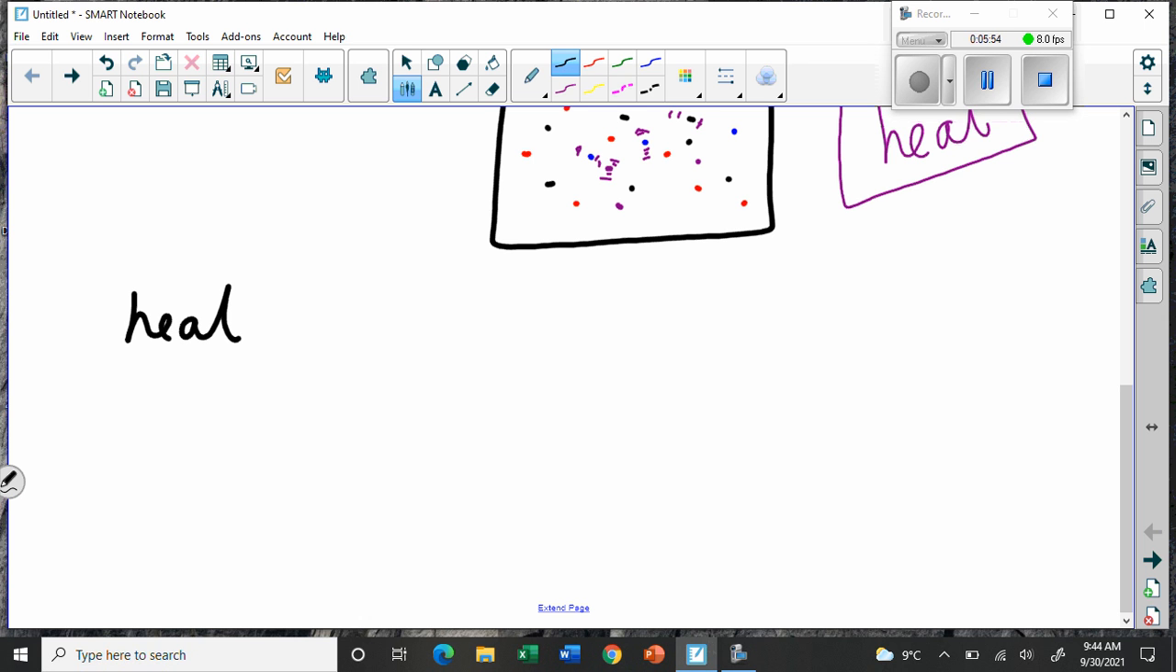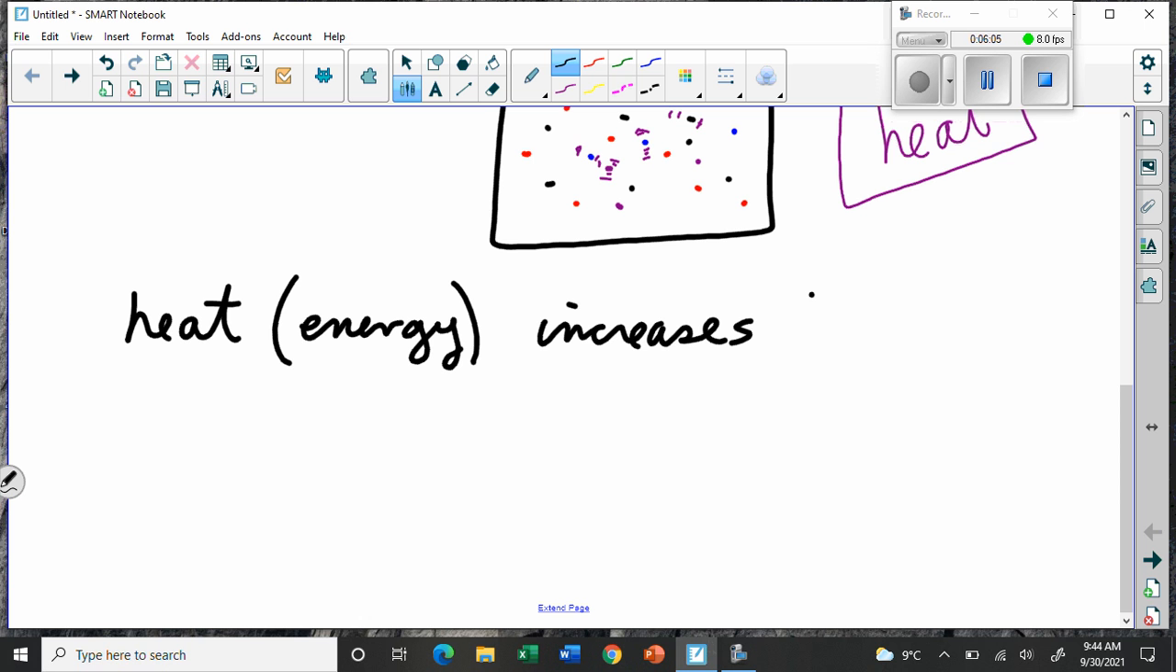Heat, which is a form of energy, right, increases the rate of a reaction, makes it faster. So we warm things up, they go faster. Right now it's fall, right, where we are. And in the fall, the temperature starts to drop.